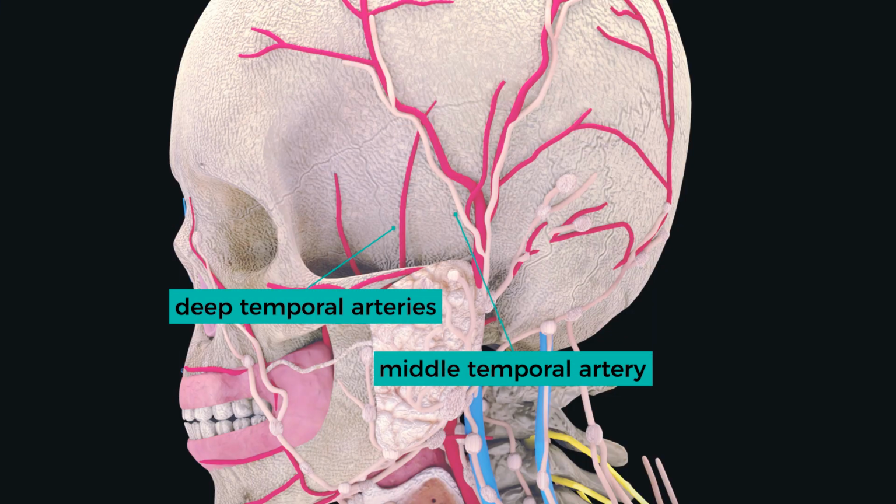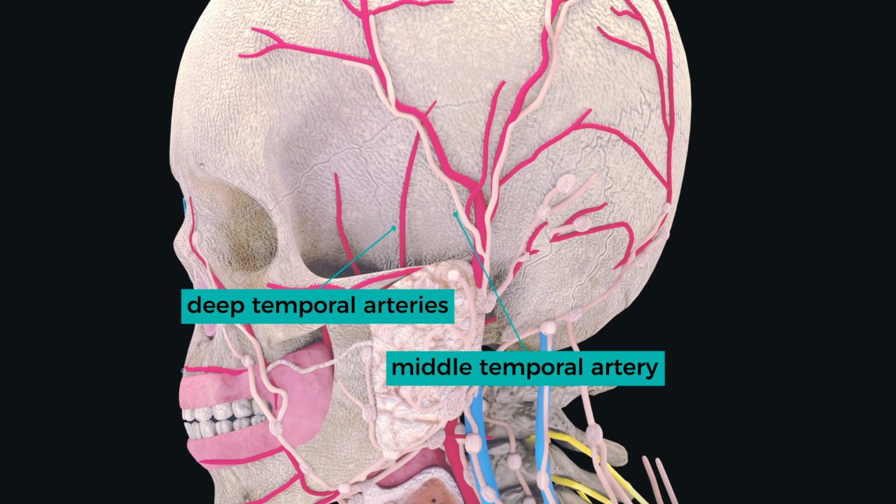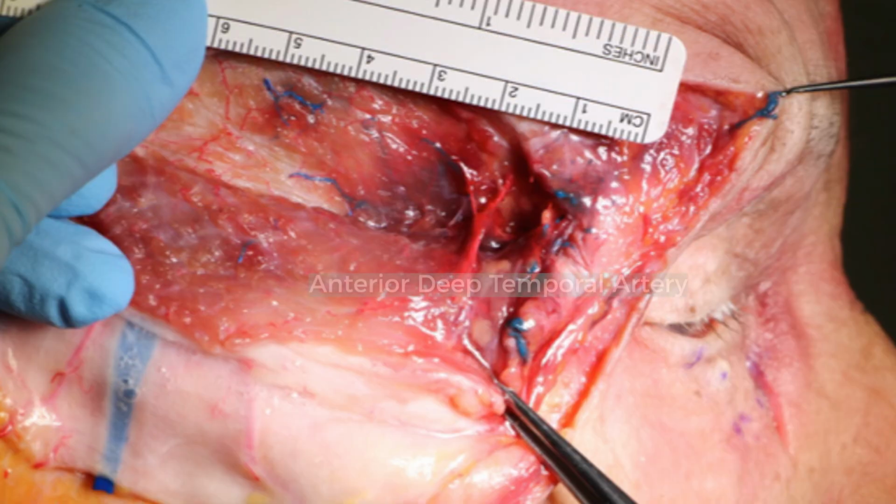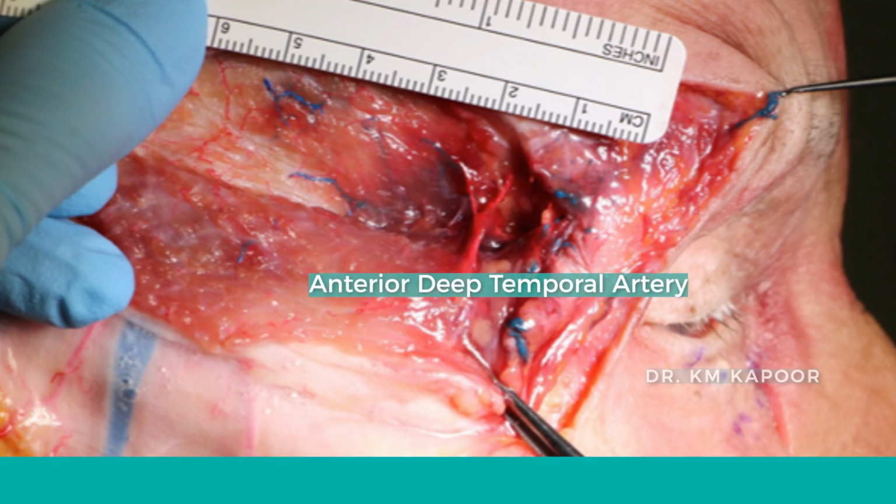Middle and deep temporal arteries. These arteries provide deeper blood supply to the temple area. Their path is very important for procedures such as temporal filling, where avoiding these arteries is essential to prevent complications.